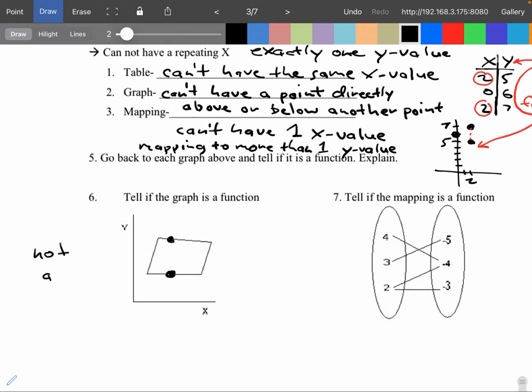All right, the last 2. Do you see on this graph that you have a point here and then directly below it you have a point here? Is that a function then? No. So this one, number 6, is not a function. And then on the last one, can you see this happening right here? You have one x value mapping to more than one y value, so is that a function? No, it's not. So this one is not a function.